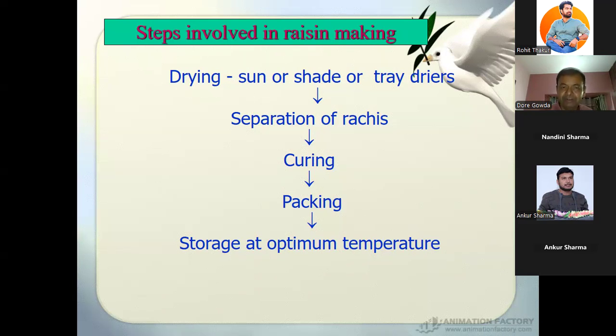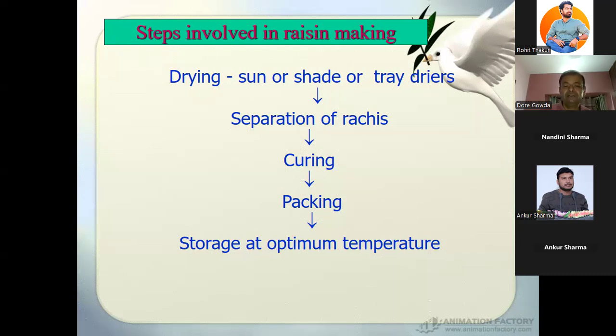Then curing. Curing means putting all these separated raisins in an airtight container for a month or so. This curing is required for moisture equalization, because some grapes may be overdried and some may be less dried. When you keep them like this, there will be a kind of moisture equalization, and then they have to be packed in airtight containers or packages. As I said, they are hygroscopic because of removal of moisture.